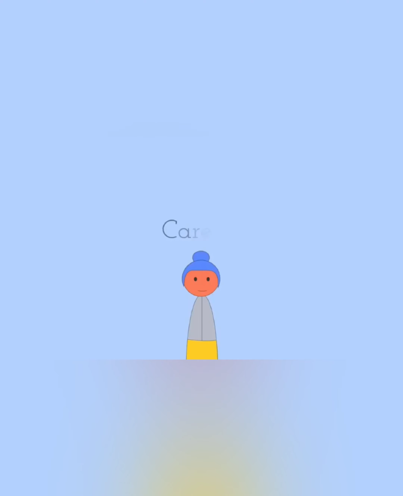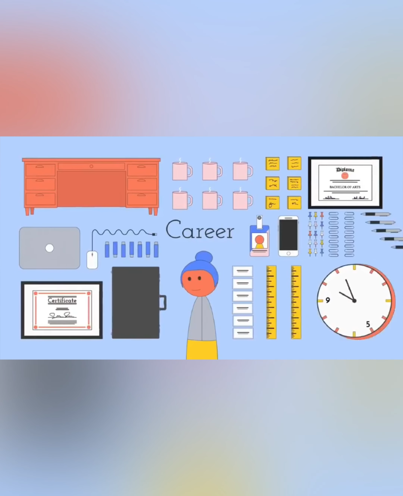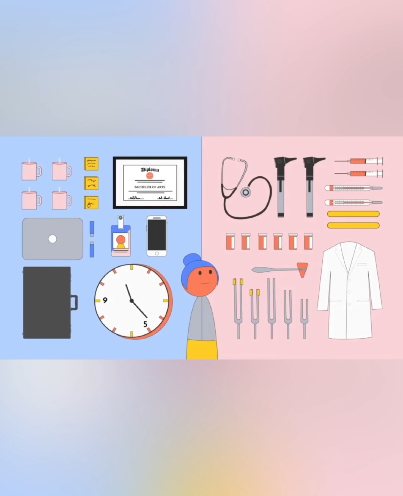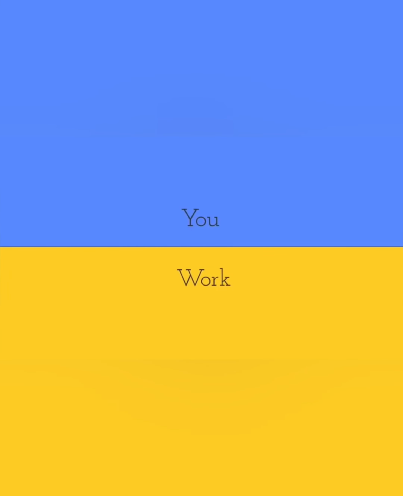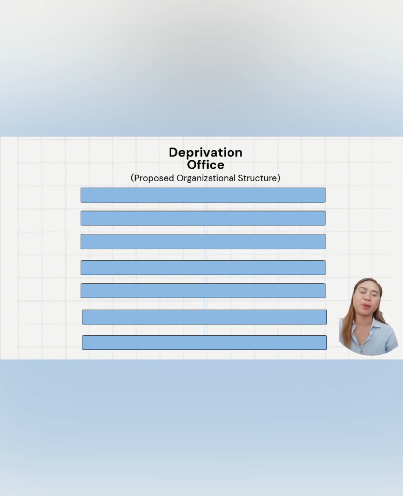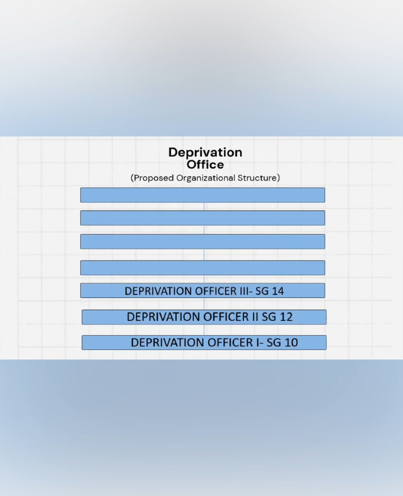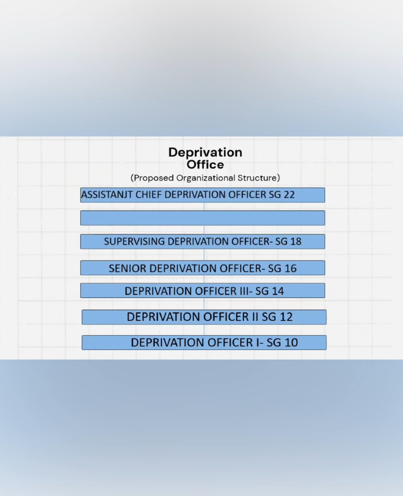Career path is a process in which employers and employees work together to plan and develop a progression route within an organization. It involves identifying the skills, competencies, and experience. The Deprivation Office has a proposed organizational structure with incurred salary grades: Deprivation Officer 1, Deprivation Officer 2, Deprivation Officer 3, Senior Deprivation Officer, Supervising Deprivation Officer, Assistant Chief Deprivation Officer, Chief Deprivation Officer.